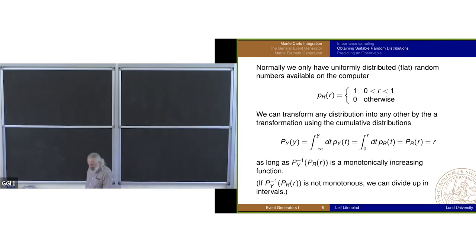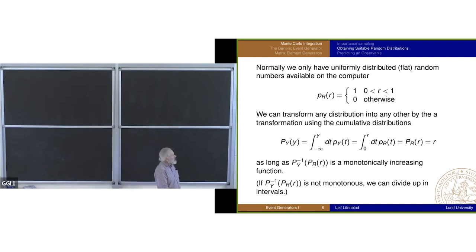So on your computer, you will have random numbers. Typically, you will have random numbers between 0 and 1 according to a completely flat distribution. So the probability density function looks like this. Now, we can transform any random distribution into another random distribution if we want, by looking at the cumulative distribution. So if you have something that you want, which is this P of y, and you take the integral from minus infinity to a given value, the probability below there, you equate that with the probability of a completely flat random number between 0 and r. And you do that, and you get your random function.